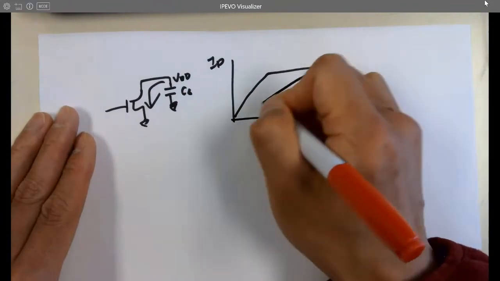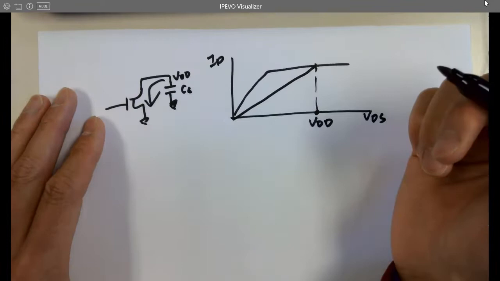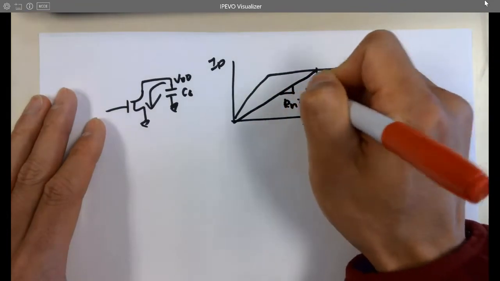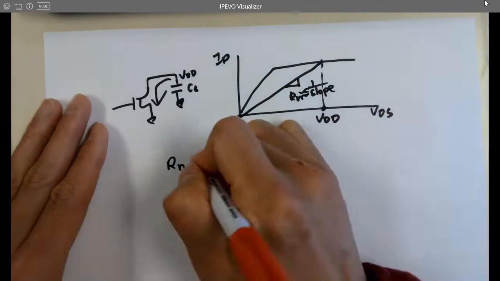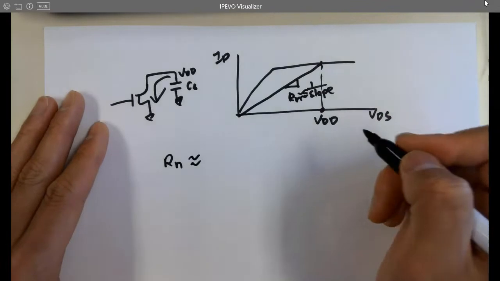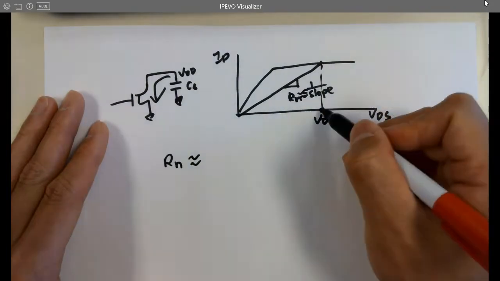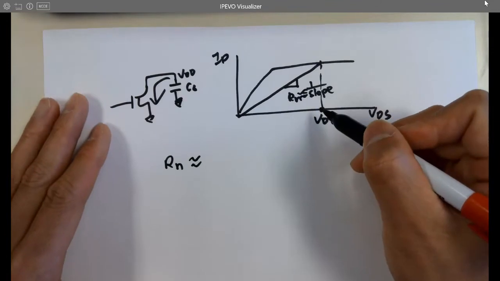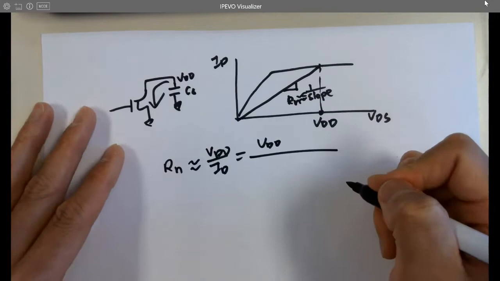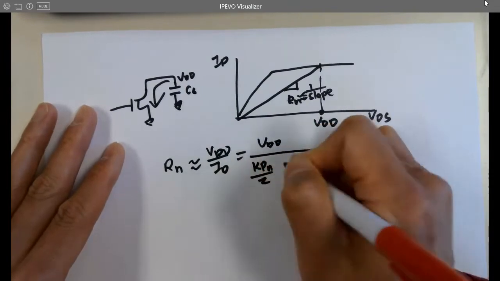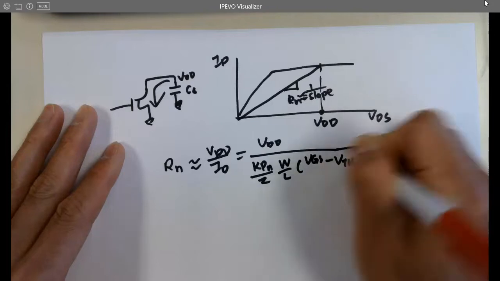However, we model the channel resistance using a linear resistor. I know it's not accurate, but this is how it was modeled. So Rn equals 1 over the slope, approximately, not exactly. Okay, so Rn equals what? 1 over the slope. And 1 over slope is what? It is VDD over ID, which is VDD over KPN over 2 times width over length times VGS minus VTHN squared, right? It's a square law equation.